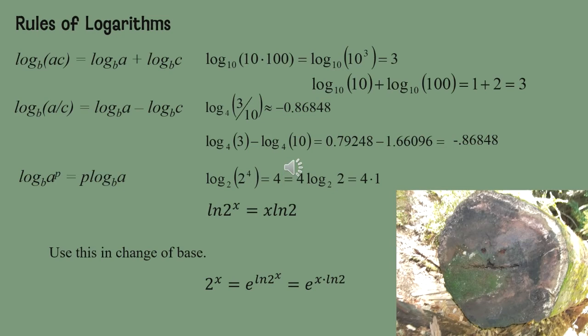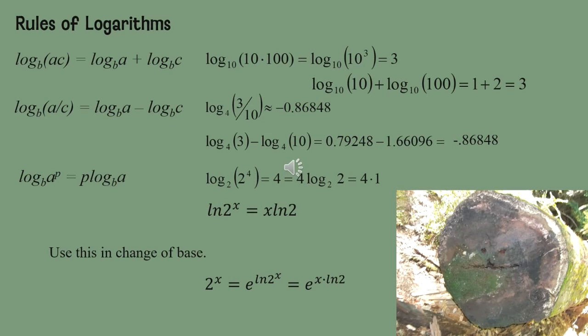So the first rule that we're going to go over is that log of any base of a product is equal to the sum of the individual logs of the factors in the product. So log base b of a times c is equal to log base b of a plus log base b of c. For example, if I have log base 10 of 10 times 100, that is equivalent to log base 10 of 10 plus log base 10 of 100.